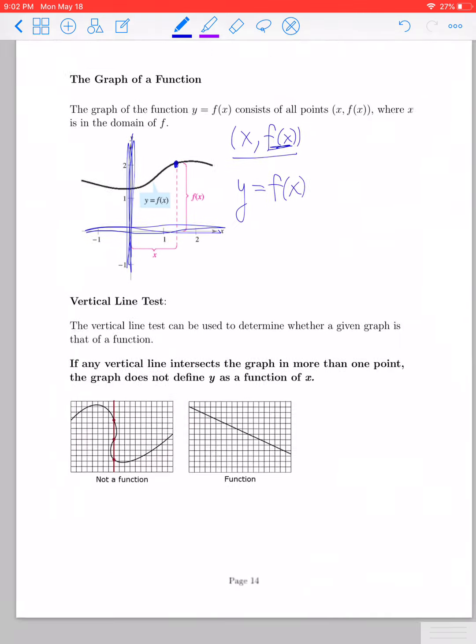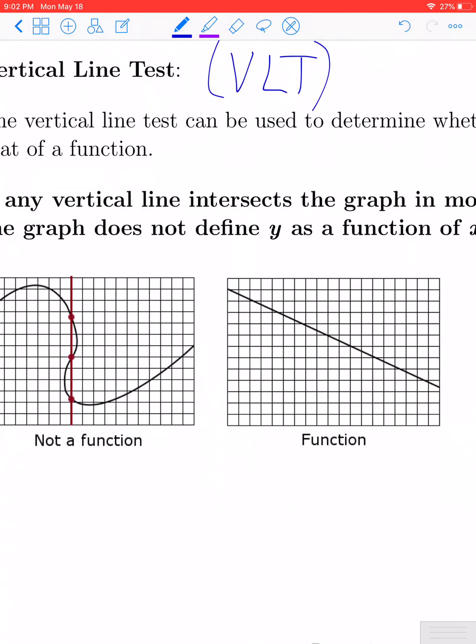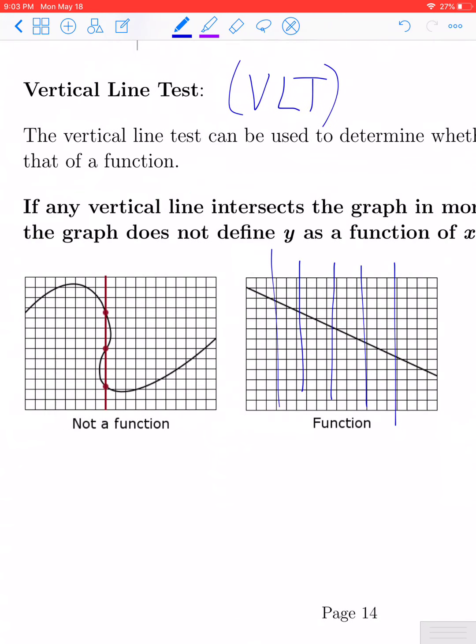Not every graph will be that of a function. If you have a graph and you want to determine whether that graph defines a function or not, we can use the visual tool called the vertical line test. You will also sometimes hear me abbreviate it and just call it the VLT. What the vertical line test says is the following. If each vertical line intersects the graph in at most one point, then the graph is that of a function. In other words, it does define y as a function of x.